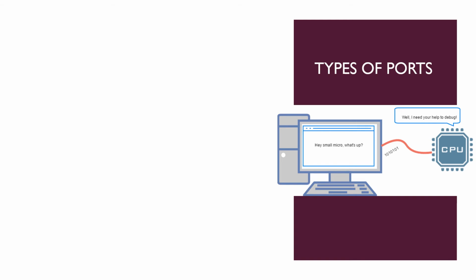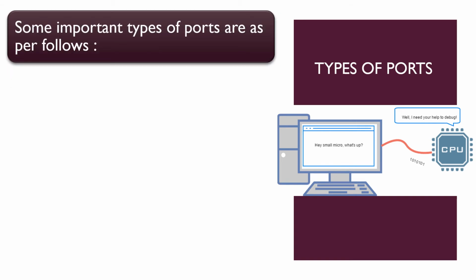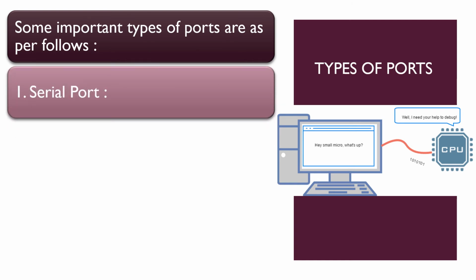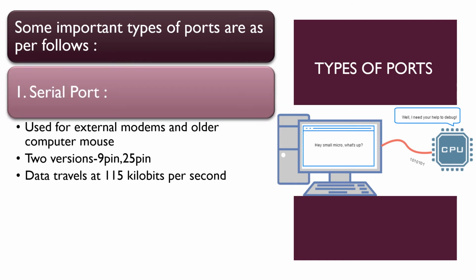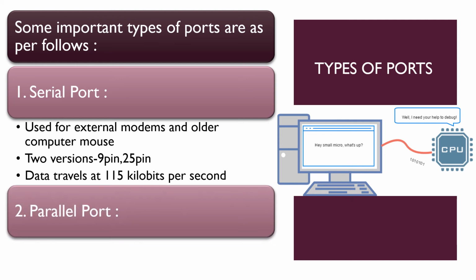Types of ports. Some important types of ports are as follows. First is the serial port, used for external modems and older computer mouses. Two versions, 9-pin and 25-pin. Data travels at 115 kilobits per second. Second we have the parallel port, used for scanners and printers. 25-pin model.